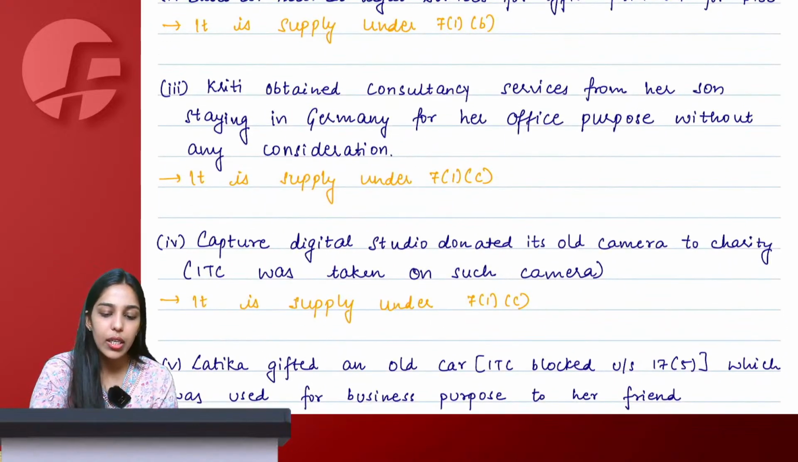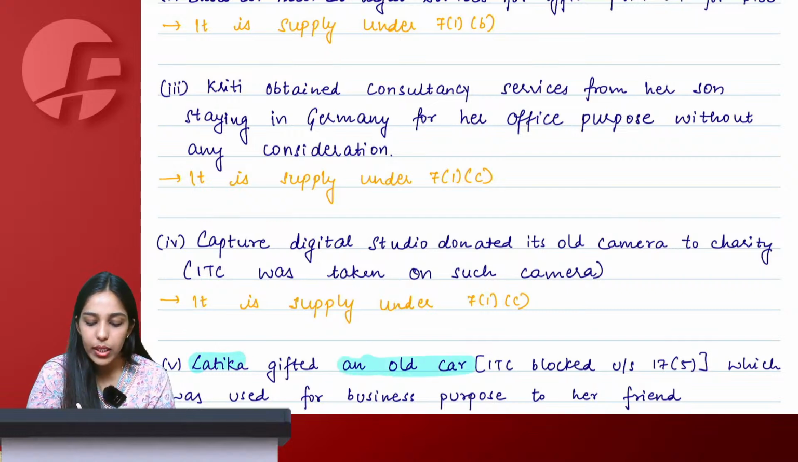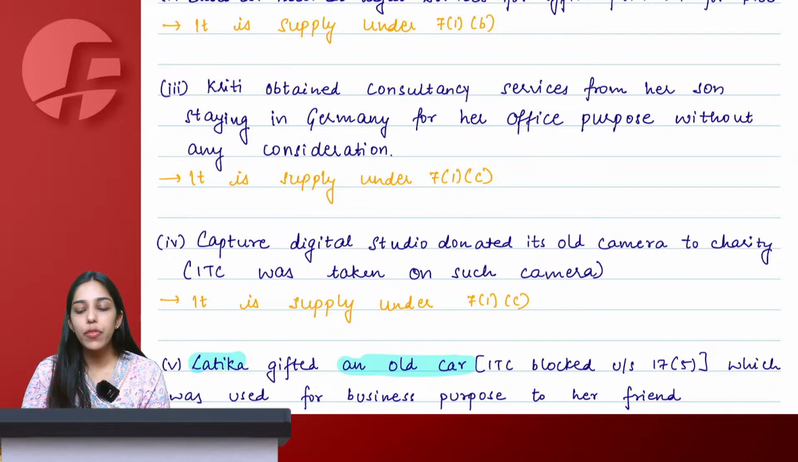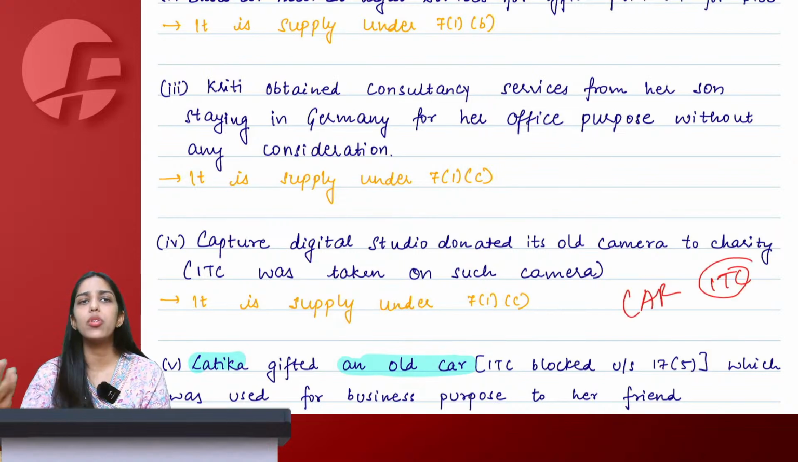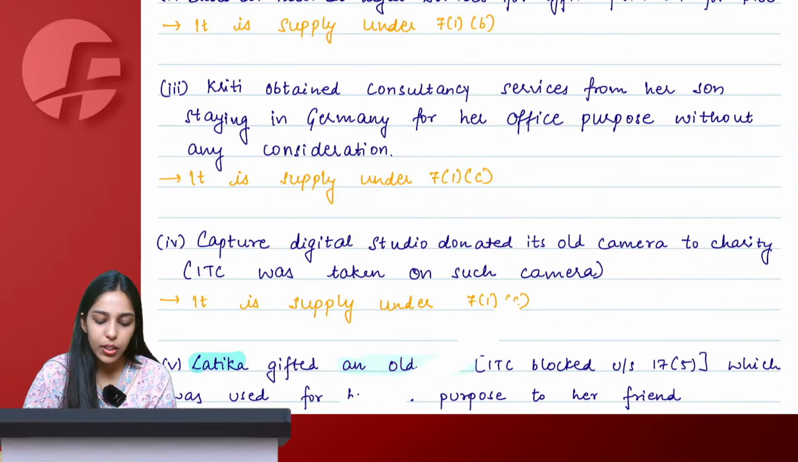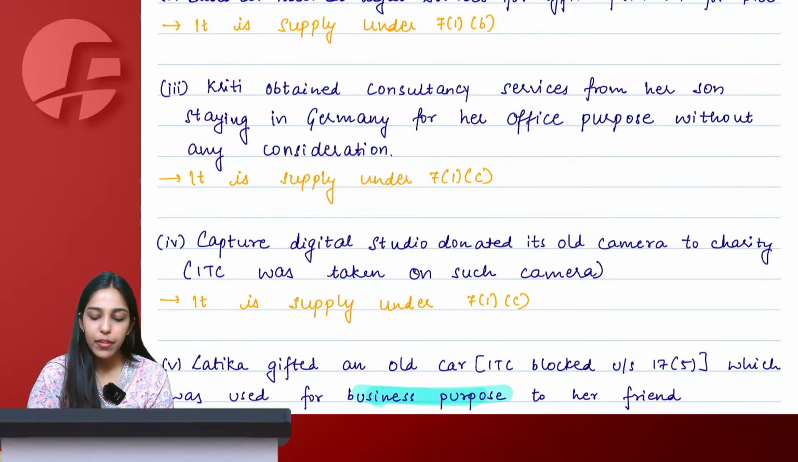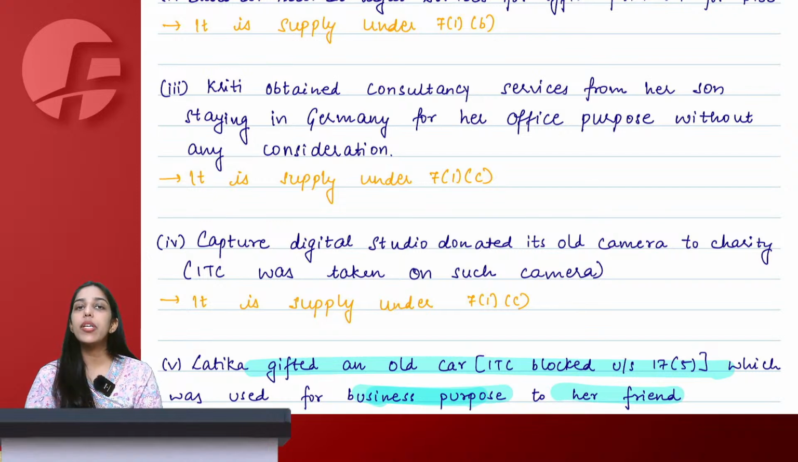Next question, Latika gifted an old car. Now, we are in a power batch, not under the regular batch. So, we already know that the ITC on a car is blocked, right? If you purchase a motor vehicle up to 13 passenger seating capacity, the ITC is blocked. So, Latika used the car for business purpose and gifted this car to her friend. Tell me whether it will be treated as supply or not.